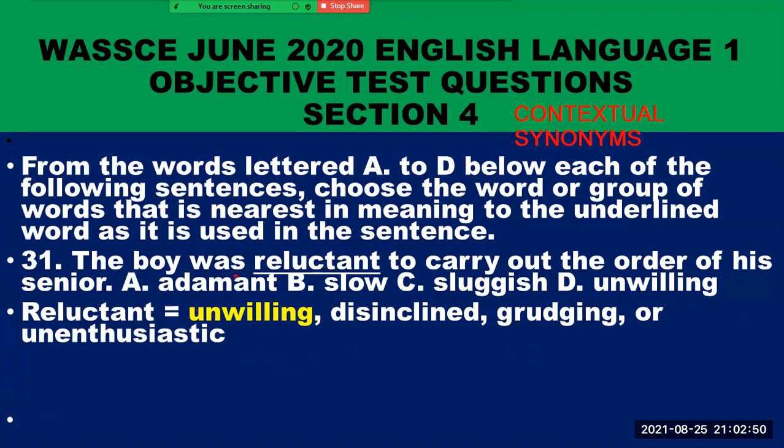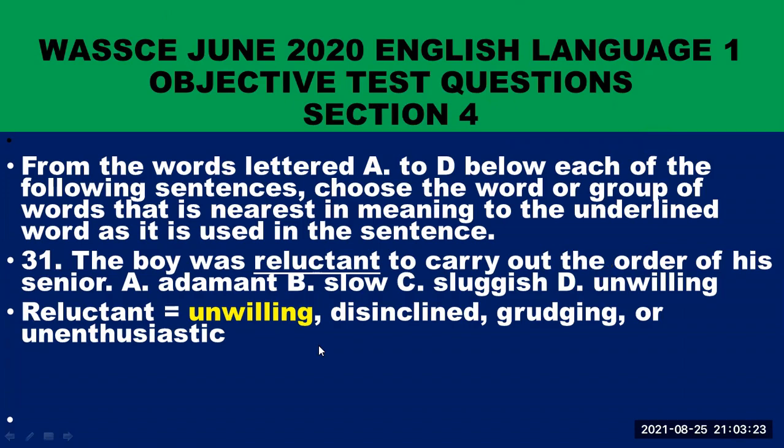Option A is adamant, no. B, slow, no. C, sluggish, no. D, unwilling, yes. That's the actual meaning. Okay, so first you figure out the meaning of the word. So what we can see here is that you need a large active vocabulary in order to answer questions correctly in the objective test part of the English language in the WASSCE exam. All right.